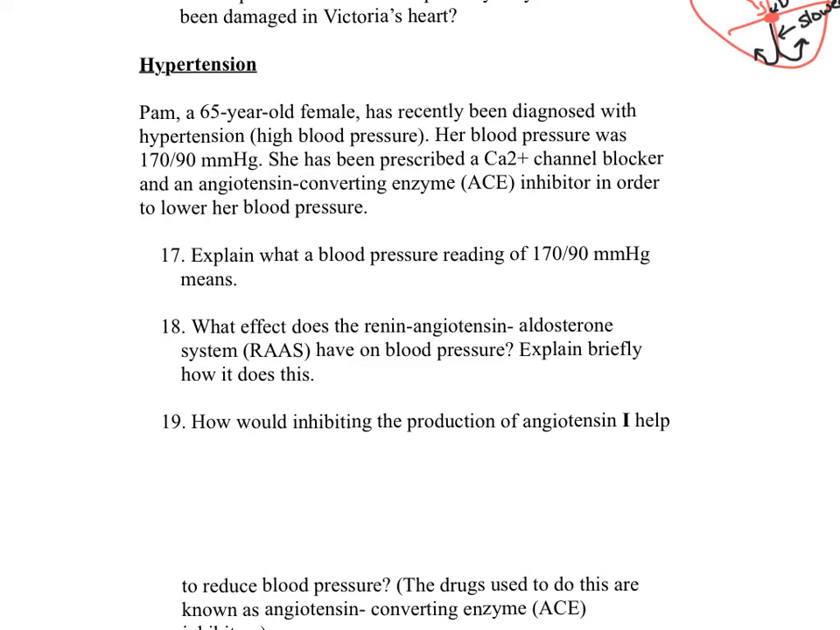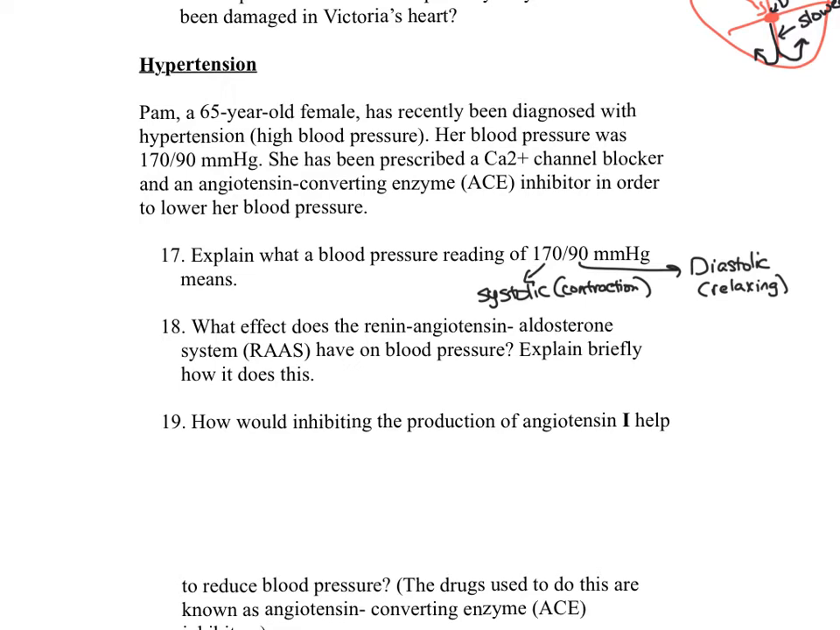millimeters of mercury means. The 170 is the systolic pressure. So this is the blood pressure when the ventricle is contracting, and it's the blood pressure that we find in the arteries, in particular the brachial artery. The 90 is the diastolic pressure, so it's the amount of pressure in the arteries at the time that the ventricle is relaxing.